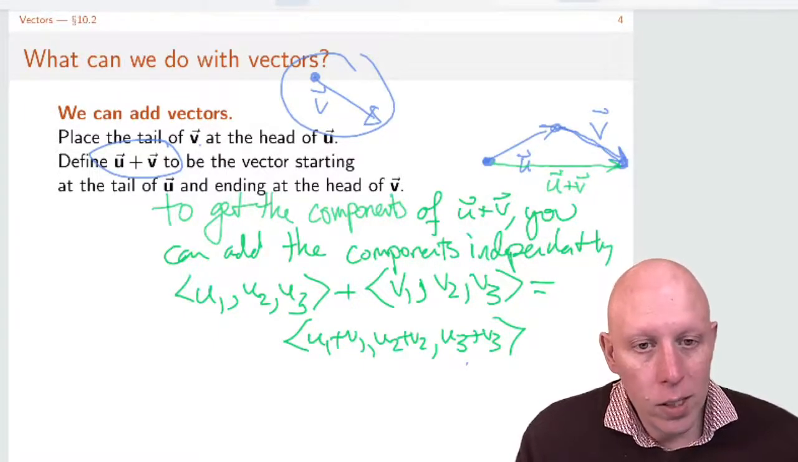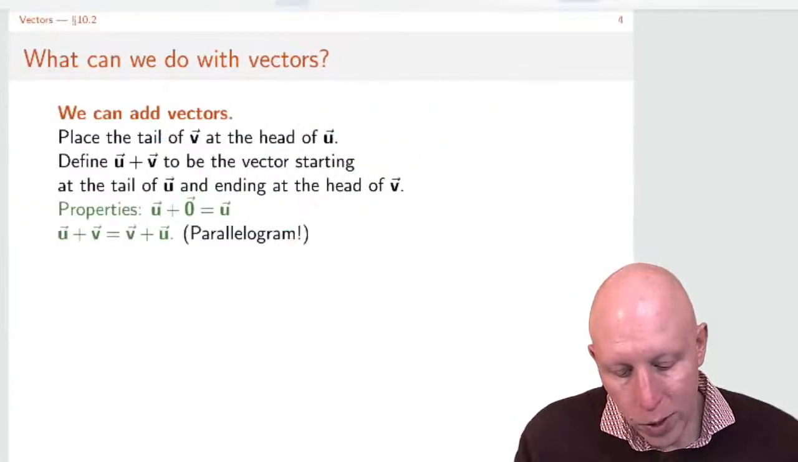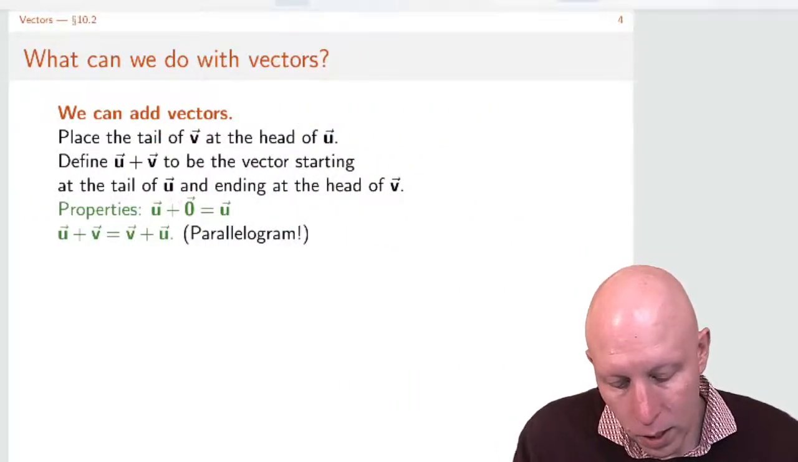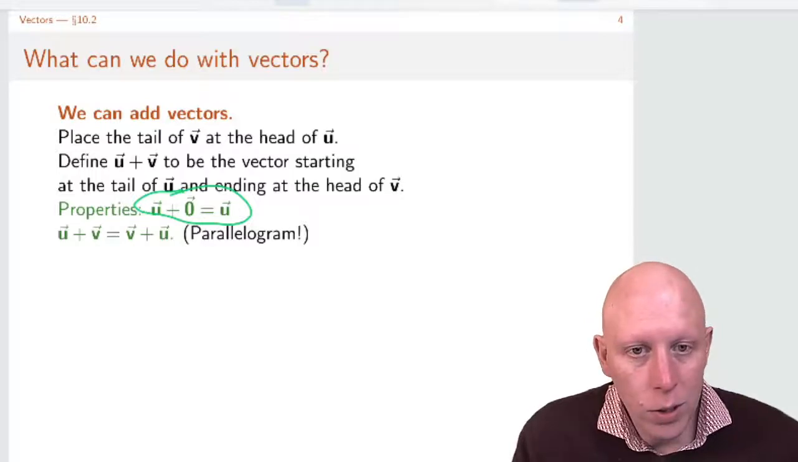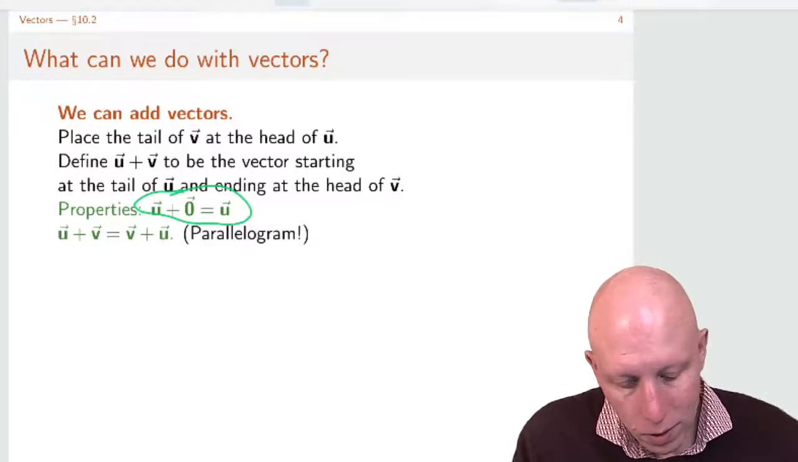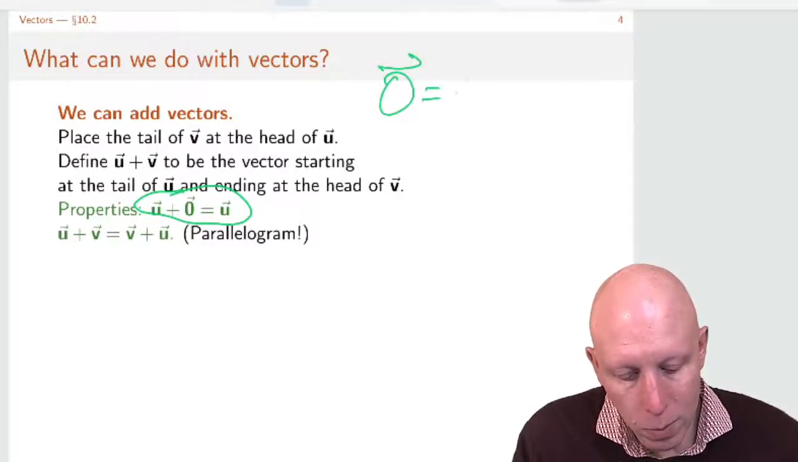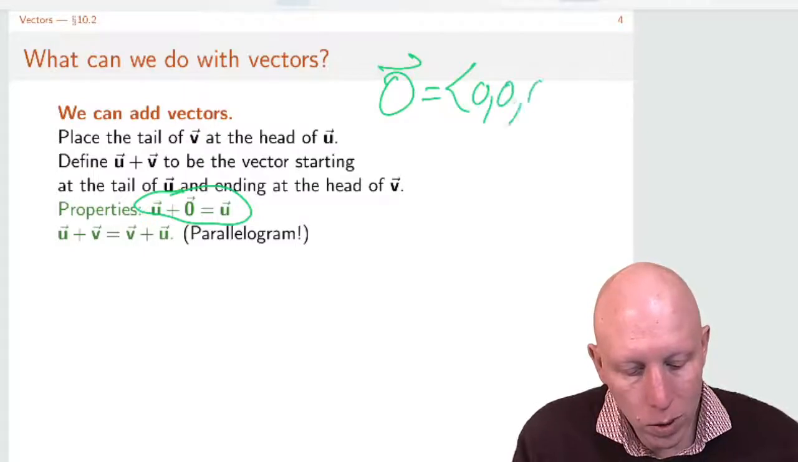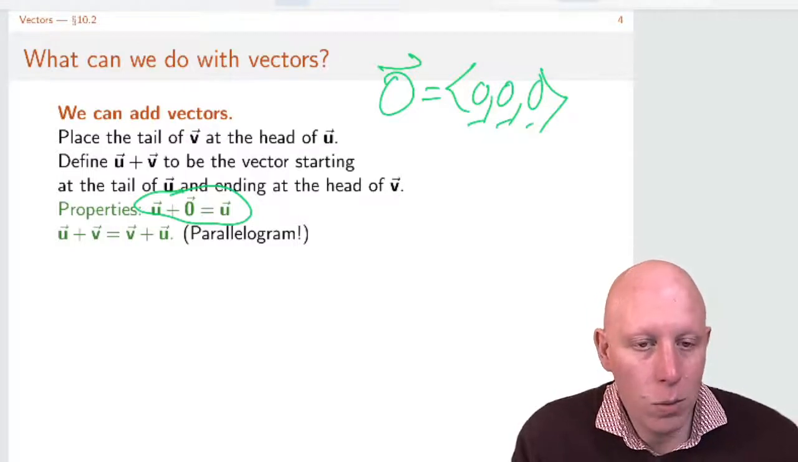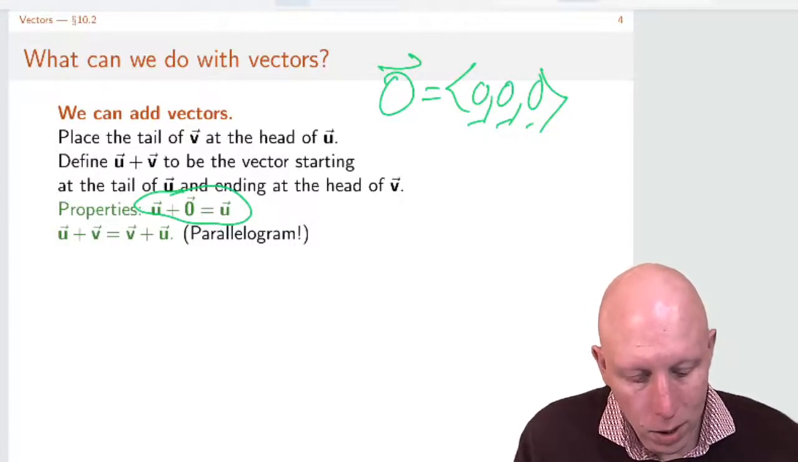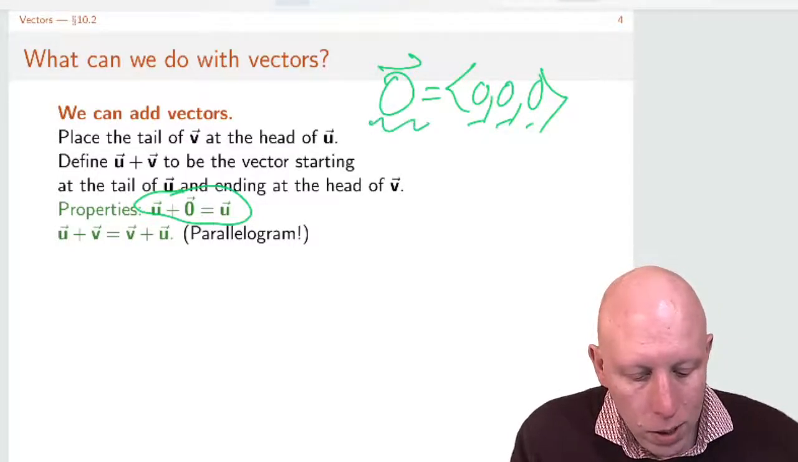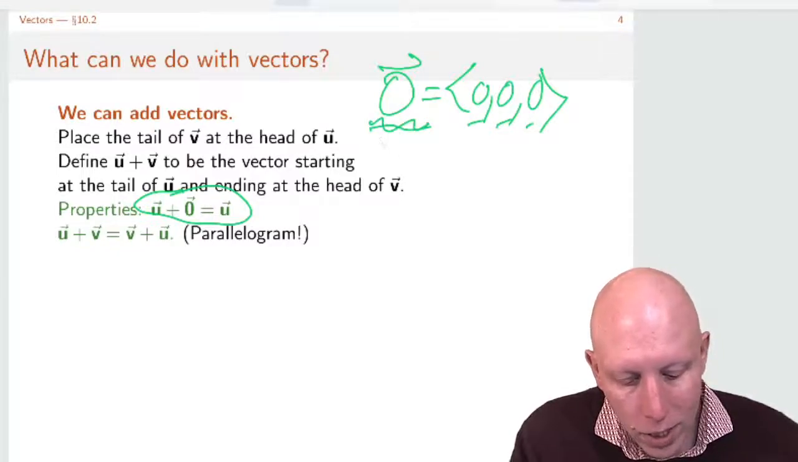Let's talk about some of the properties. What happens when you add vectors? So if we take u and we add the 0 vector, right? The 0 vector is what happens when you have 0 in all components. Well, if you add 0 to each of the components, you're back to where you started. In other words, this 0 vector is the vector that doesn't go anywhere.